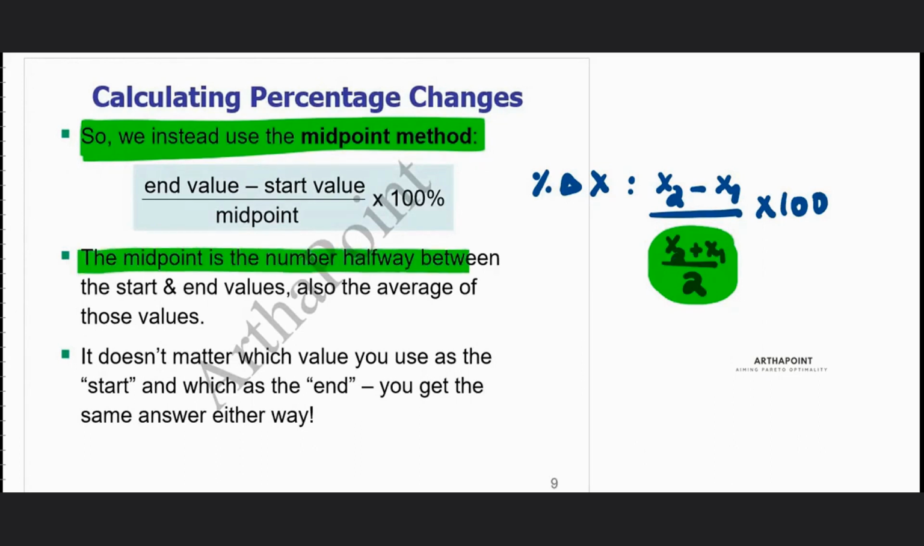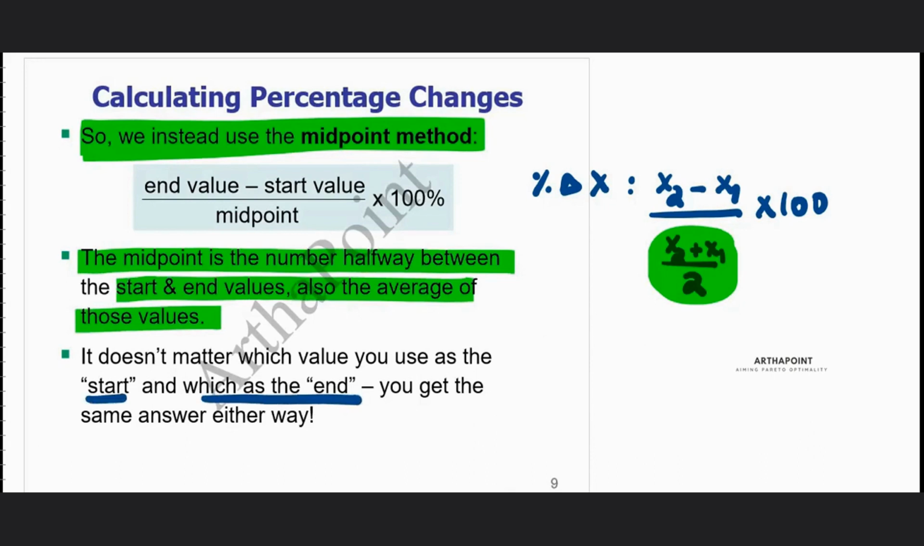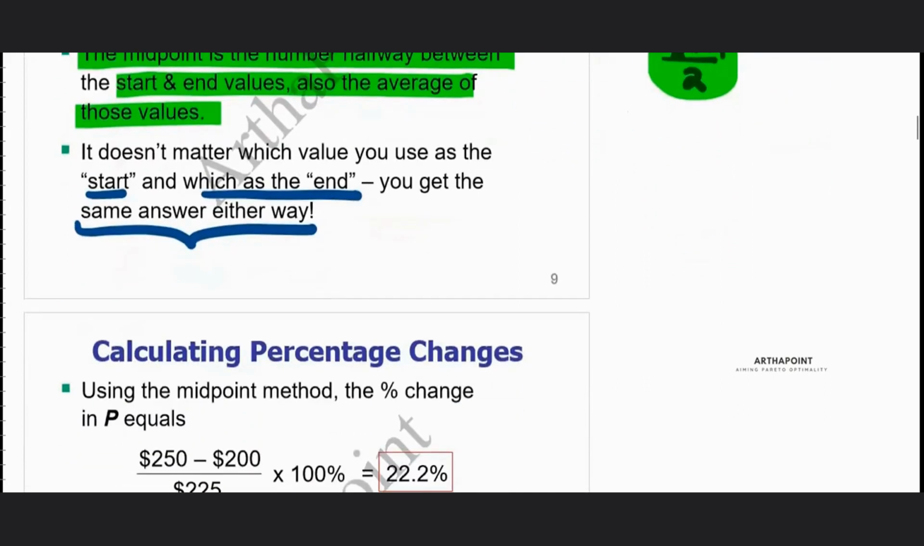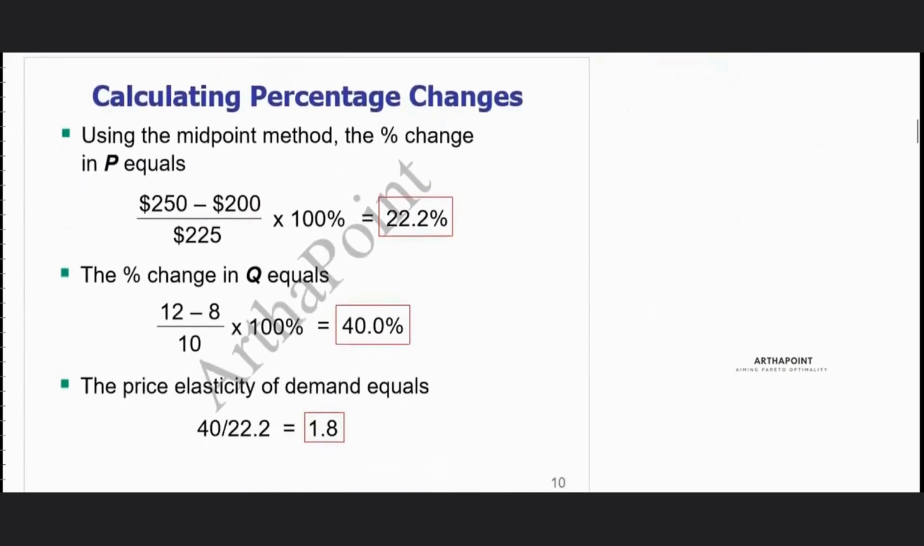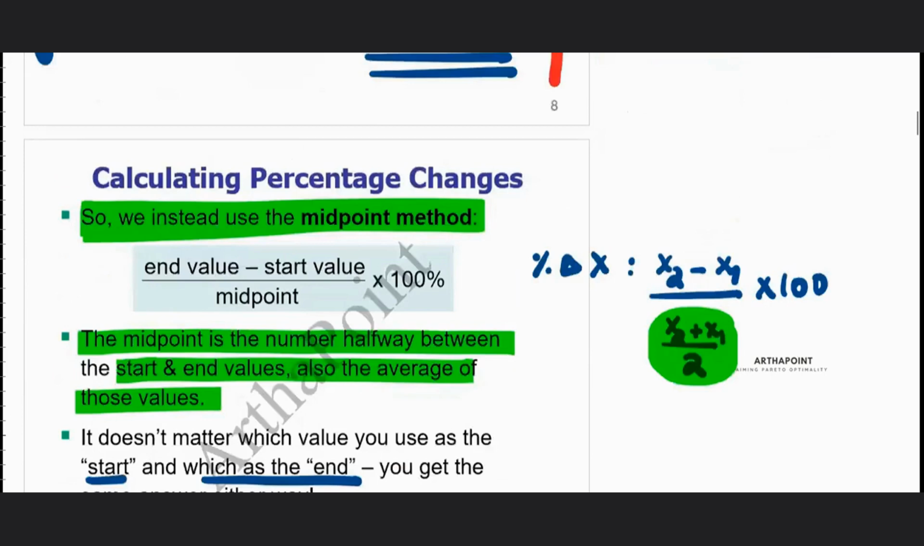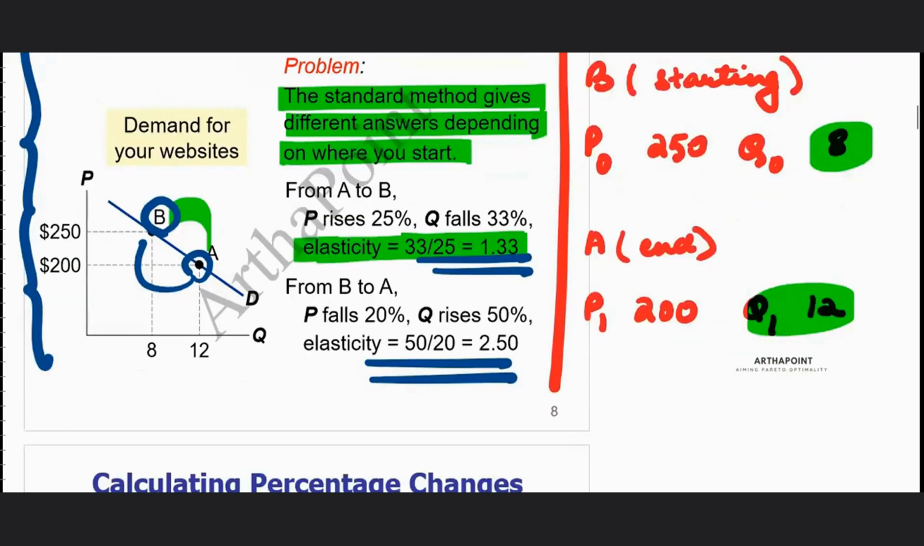So in the midpoint method, because in the base you're taking the average of the points, the final answer also remains the same. It does not matter anymore what your start point and end point are. You will always get the same answer anyway, so it does not matter which direction you are trying to go in. Now again, we will take this, and now what we will do is find the midpoint.